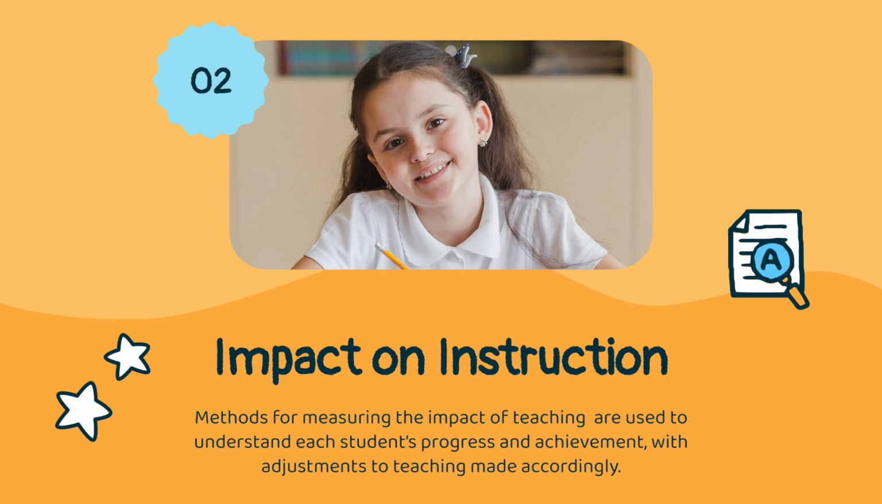Theme number 2 that we're going to look at is the impact on instruction. So how do educators understand their impact on the instruction when it comes to the student's progress and their achievement? In other words, what methods are we using to measure how the students are progressing and achieving, and how do we use that data to adjust our teaching accordingly to what the students need?